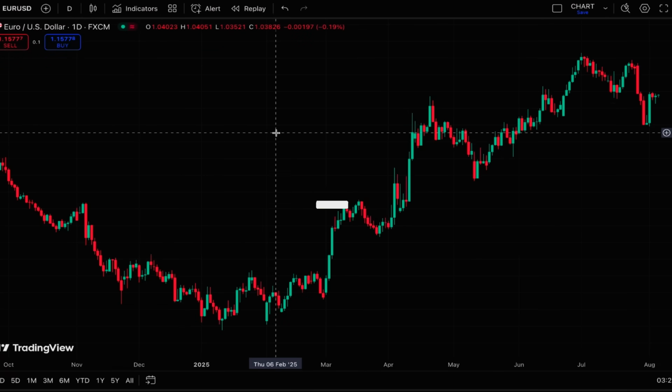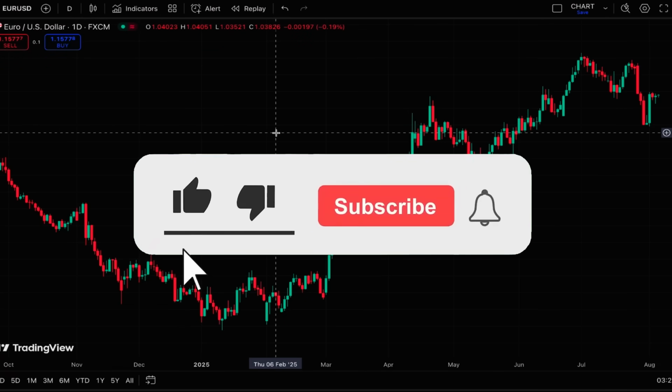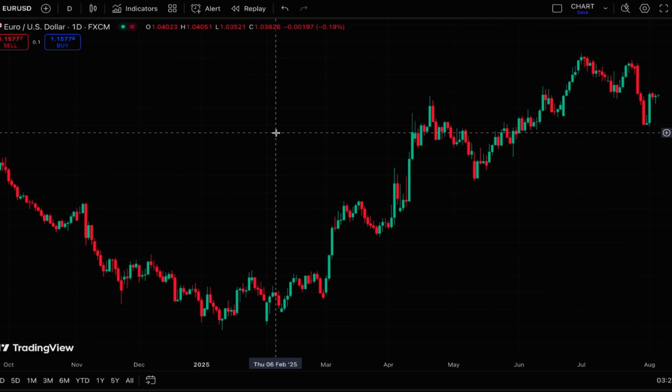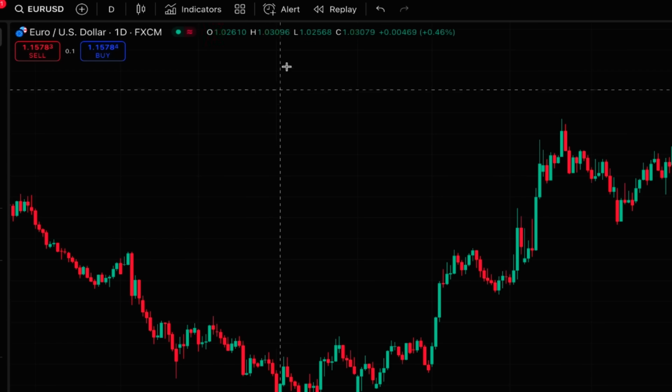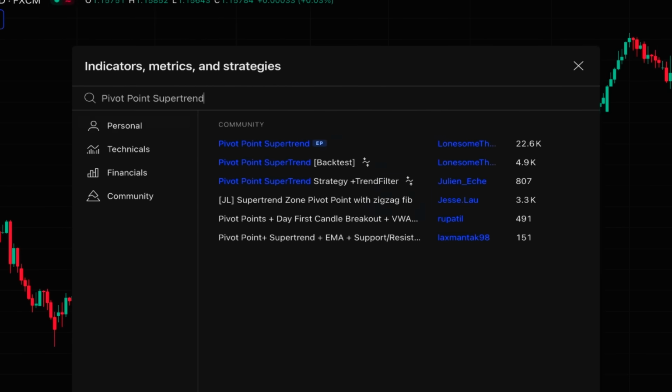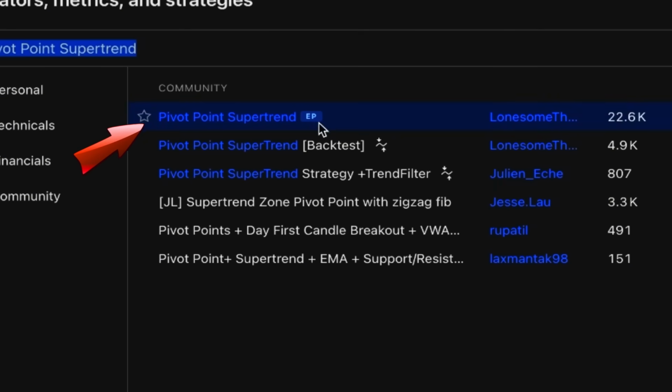All right, now I'll introduce another two indicators that, unlike the previous indicators, are not directly related to price action concepts, but they are calculated from the price and they can help you to identify trends on the chart. To add the first indicator, here we click on indicators and we search Pivot Point Super Trend, this one, which is an editor's picks indicator and written by LonesomeTheBlue.